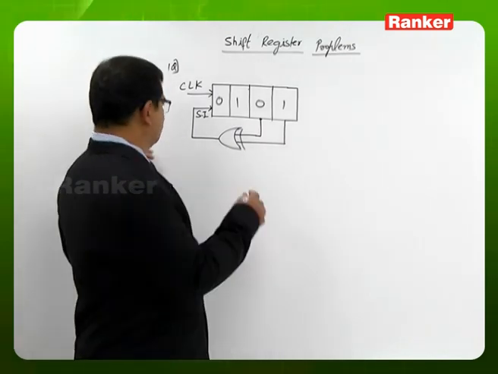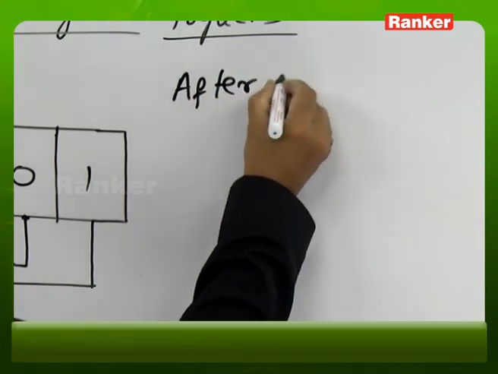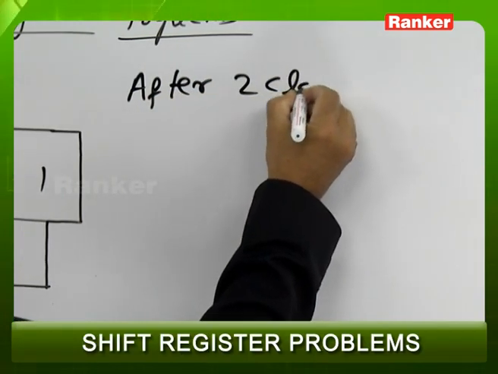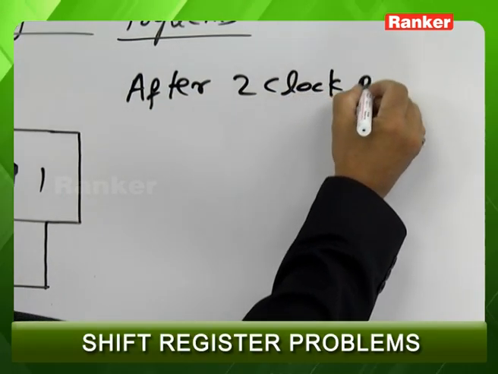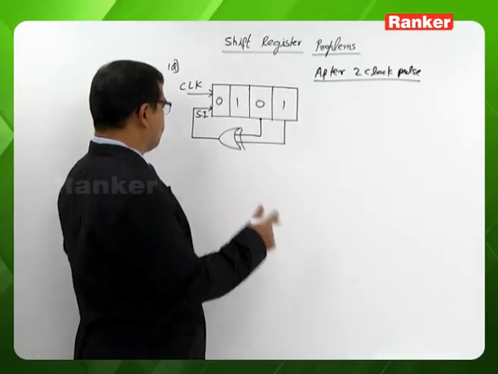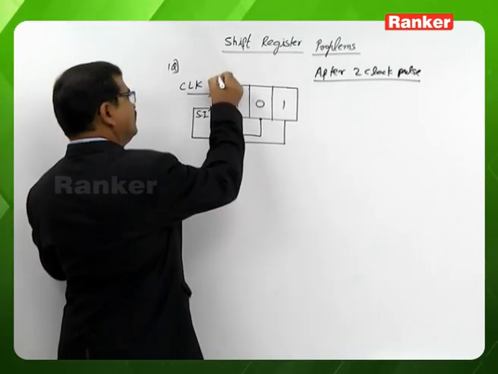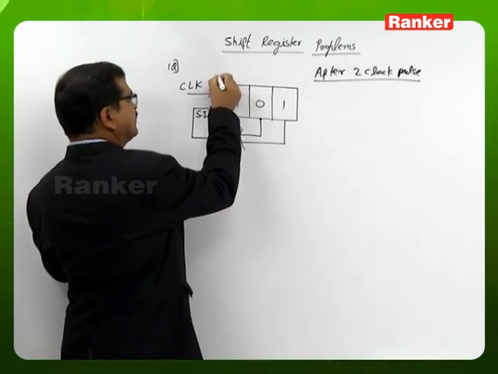After 2 clock pulses, what is the content of the register? We need to work like this. Nothing is mentioned, so you can consider the default.